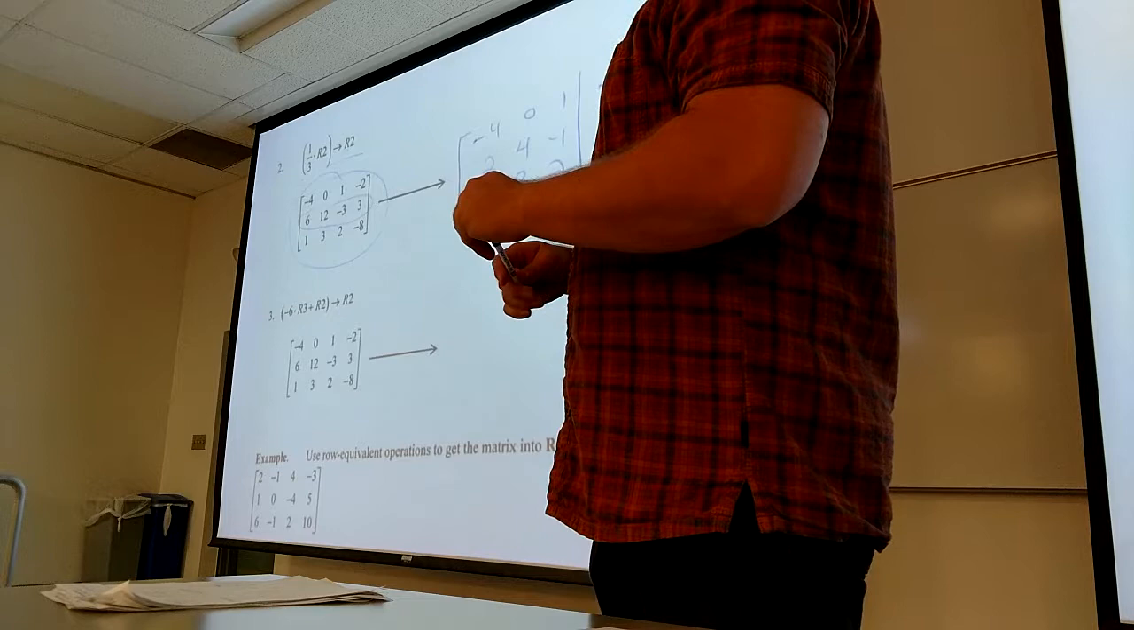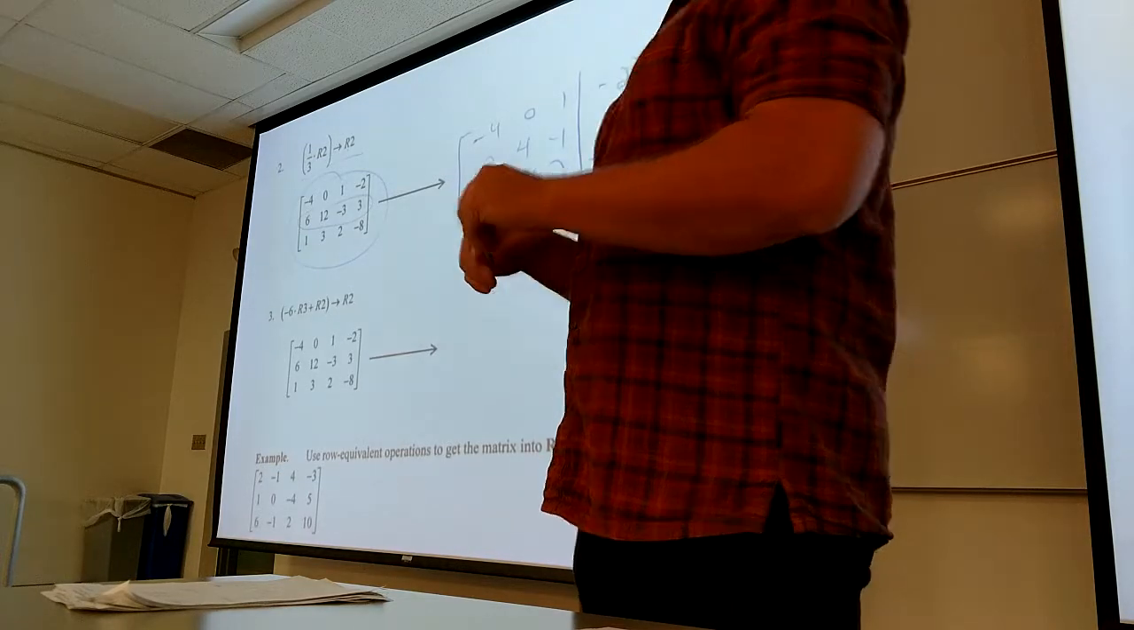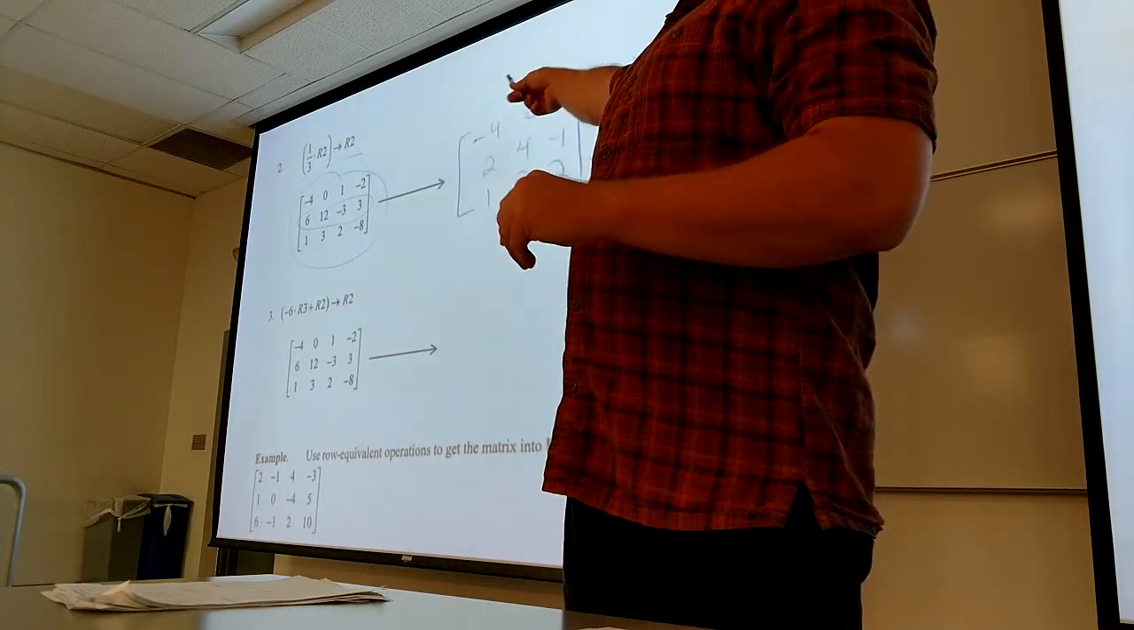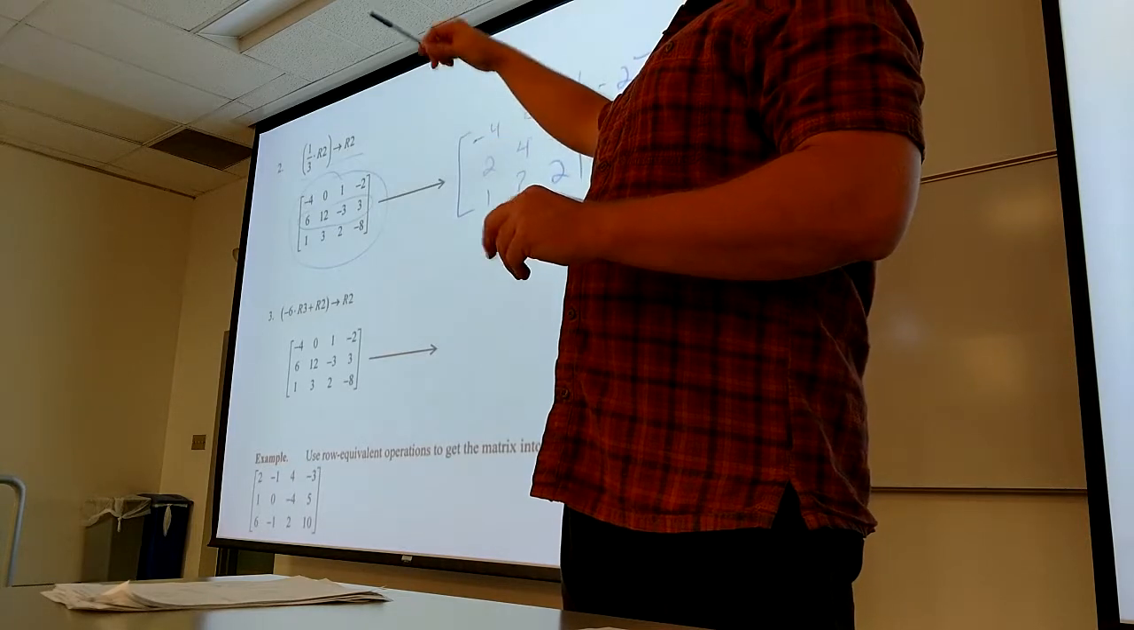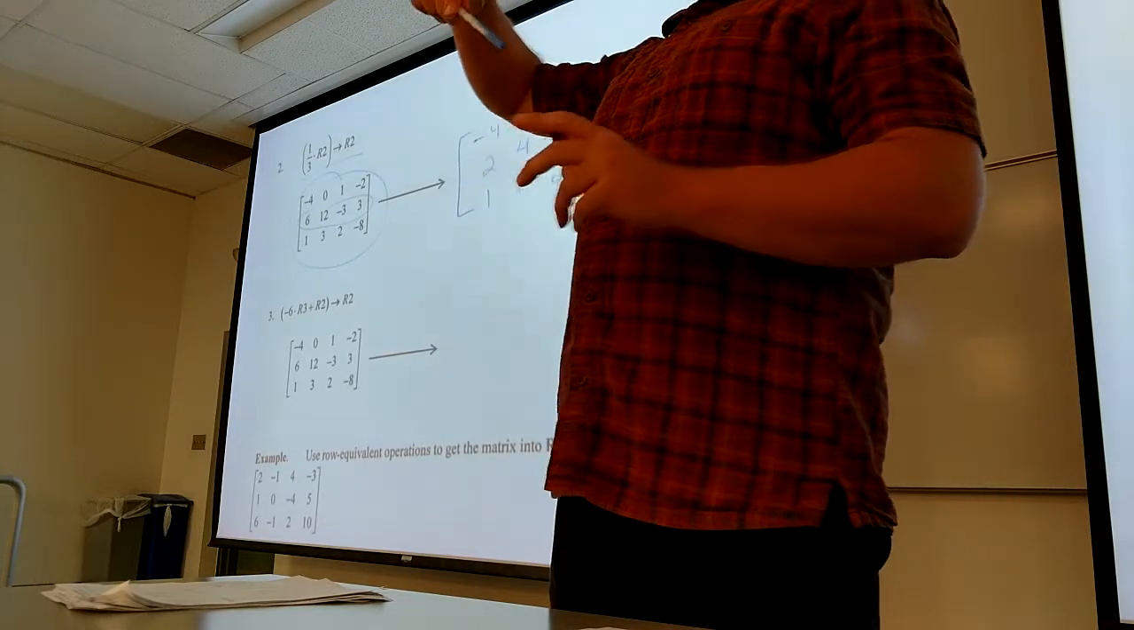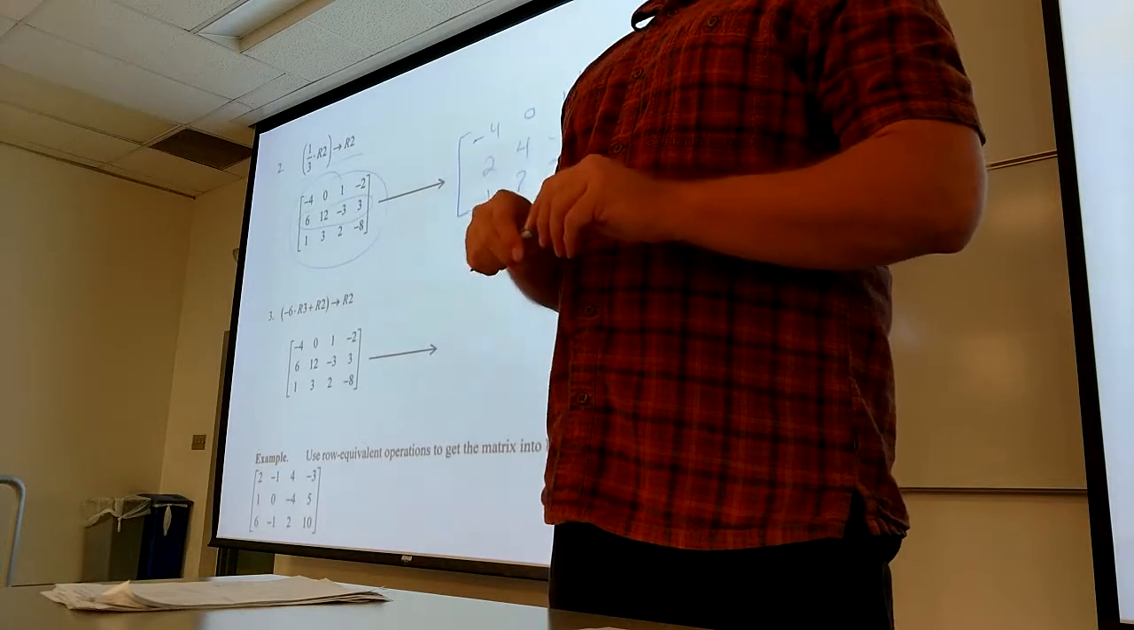So do we multiply R3 first? Yep. That's what it says, right? Take negative 6 times row 3, and then add that to row 2. Do you see what that's going to accomplish?